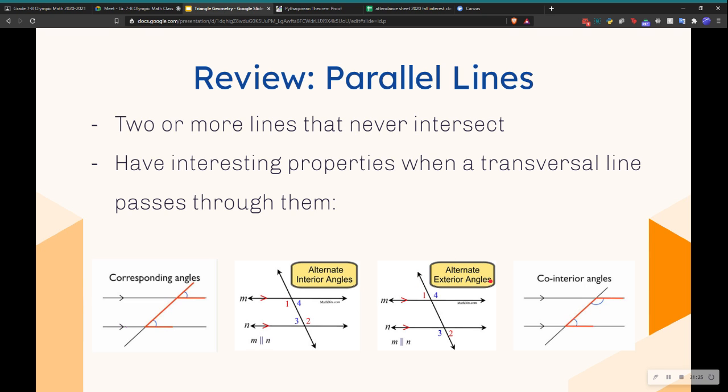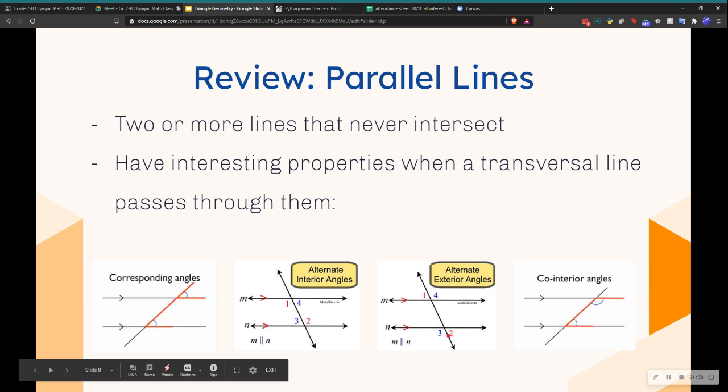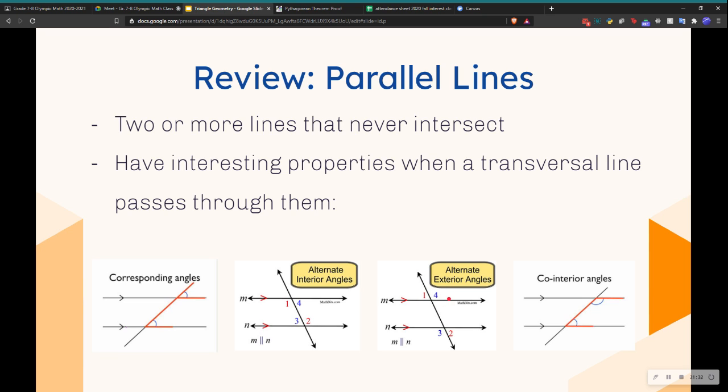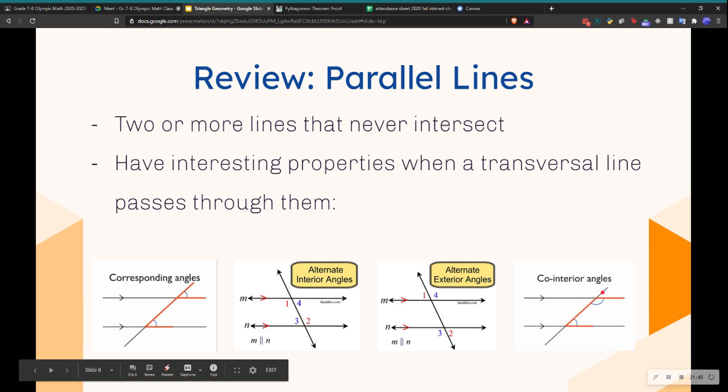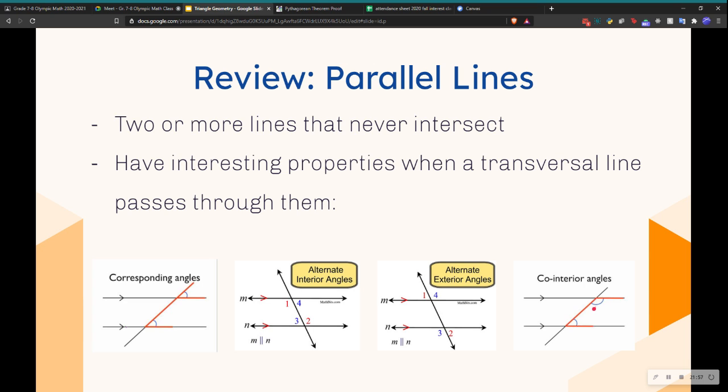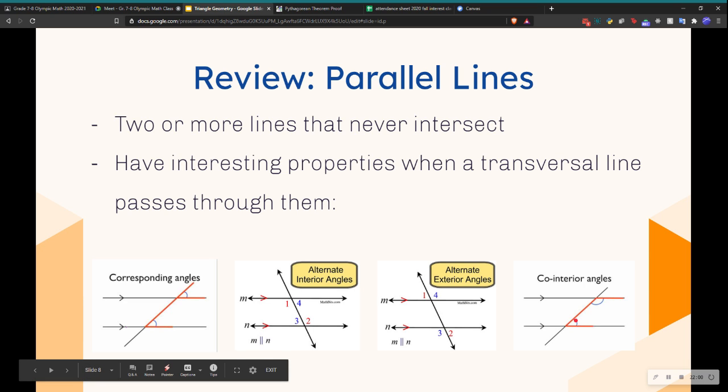So we have alternate exterior angles. You have angle 1 here equal to angle 2 here, and angle 3 equal to angle 4 here. This one's not as important as alternate interior. And finally, you also have co-interior angles. This orange line is like a C. That's one way you can memorize it. The angles formed in between the C add up to 108 degrees. You add them together, you get 108 degrees.